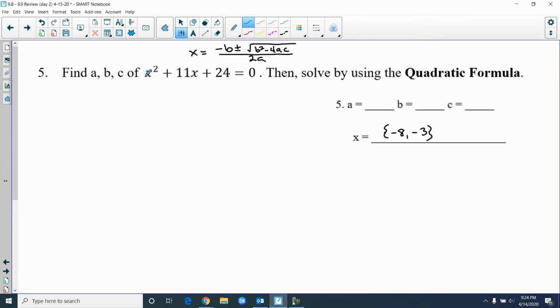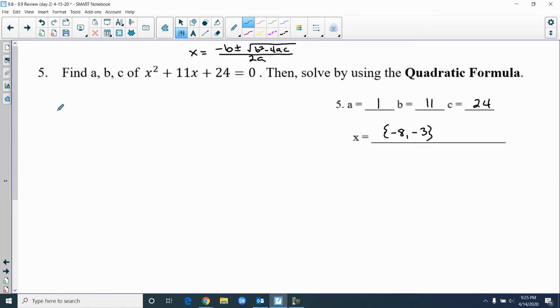Now, as you take a look here, this is already set up. It equals 0. For the quadratic formula, we need it to equal 0. The a is the number in front of the x squared. In this case, it's a 1. b is the number in front of the x. It's an 11. c is the constant. It is 24. So you're going to need to fill in these, and then your answer. This is how your answer key is going to look, or your test is going to look.